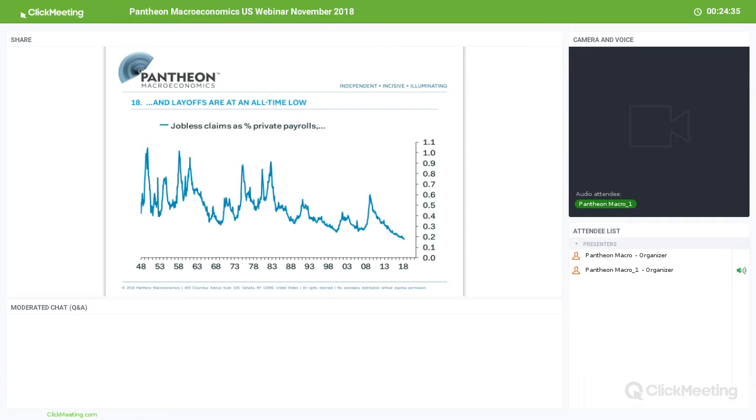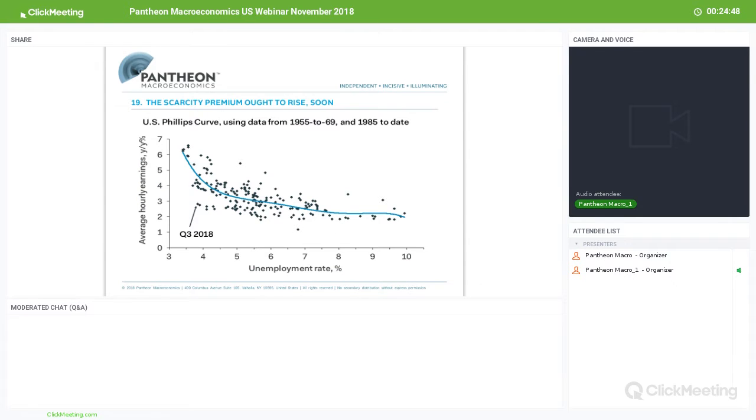What that ought to mean is that scarcity premium, which currently is about 0, because wage growth right now is just equal to productivity plus inflation, could emerge pretty quickly. So here is the Phillips curve for the US. Unemployment on the bottom on the X and average hourly earnings on the Y-axis. I've ignored the period from 1970 to 84. That was the inflationary era after Vietnam and then the oil shocks. So just looking at the period before that and the period after that, we get quite a nice Phillips curve chart.